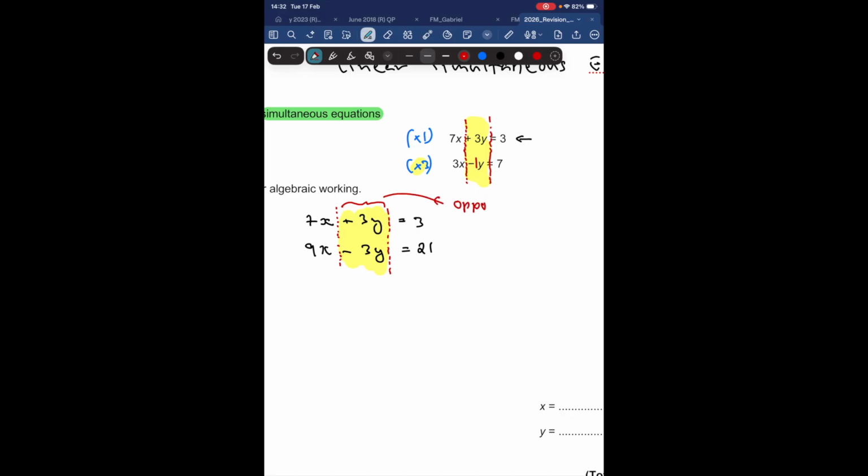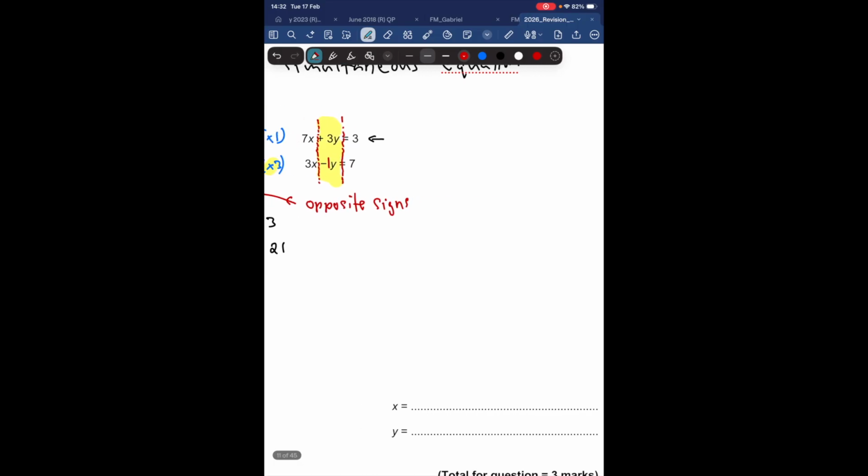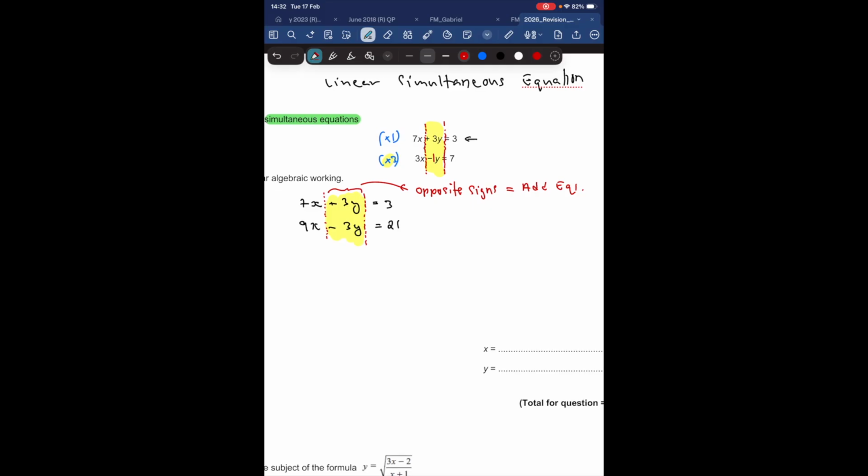Opposite signs means we are basically going to add the equations together. So I'm going to put a big plus sign here and draw a horizontal line to indicate I'm doing an addition. The way we do the addition, we do it column by column. So in the first column, 7x plus 9x will give us 16x.